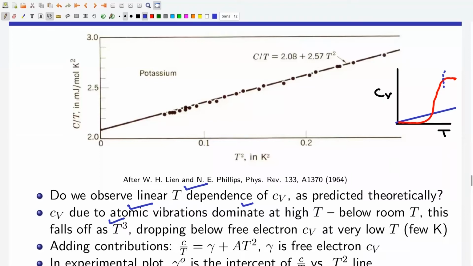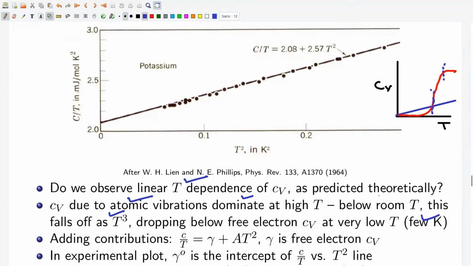And now you see this blue curve. This is the CV for the free electron gas, and you see that this has a linear temperature dependence. So as the temperature drops down, this also decreases, but this decreases linearly. Since the atomic vibrational part falls off as T cube, at very low temperatures the electronic part will become dominant. And this happens only at maybe a few Kelvin, okay?